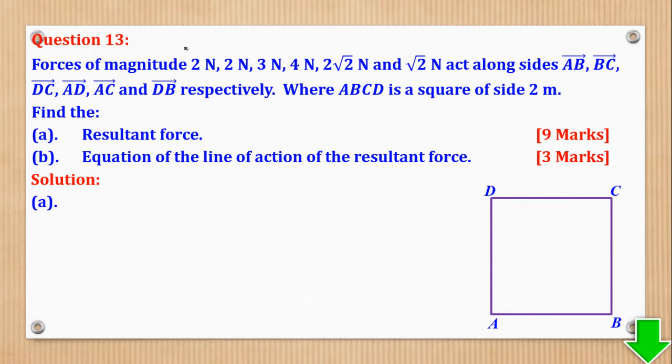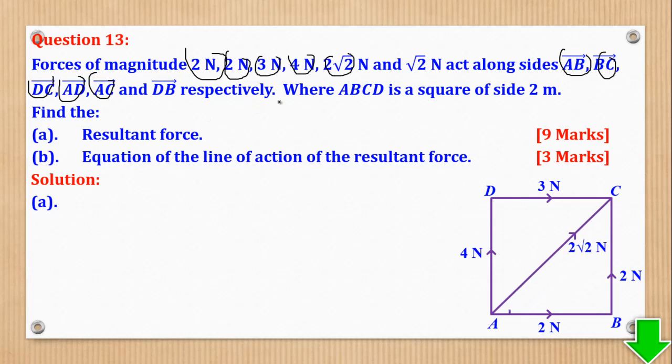Then we shall start. 2 corresponds with AB, so AB we shall put 2. Then 2 corresponds with BC, so BC we shall put 2. 3 corresponds with DC, so DC we shall put 3. 4 corresponds with AD, so AD we shall put 4. 2 root 2 corresponds with AC, so we shall put it there. Then root 2 corresponds with DB. Okay. Then we can now resolve.